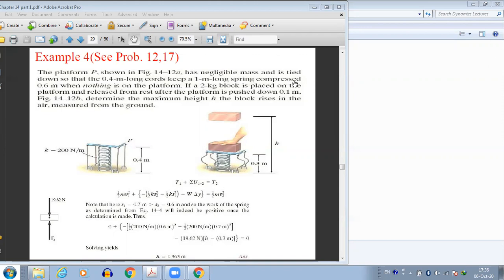Now you have to understand one thing: the initial condition is that the spring is compressed and you have put the block. That's the initial condition. Now when you remove the block, what's happening? The spring was already compressed, now it is decompressing. You remember I discussed 4 states: stretching, de-stretching, compressing, decompressing. When it is de-stretching or decompressing, the work of the spring is positive.